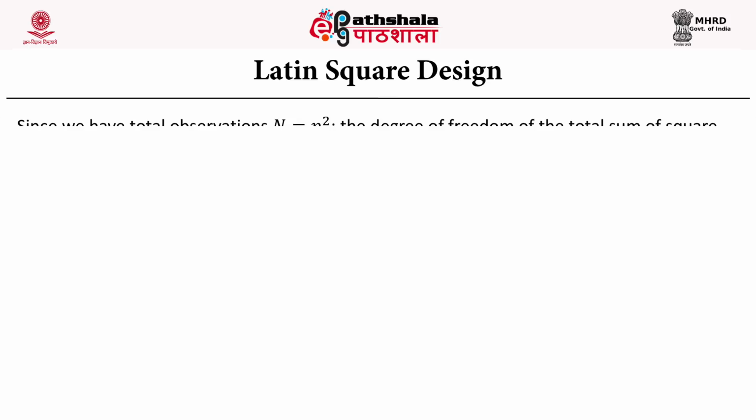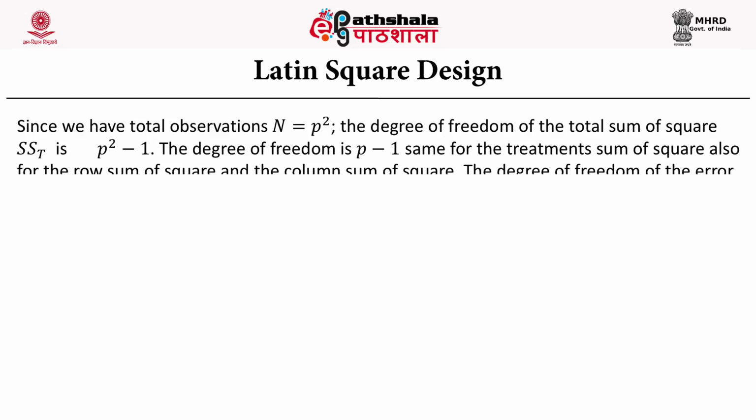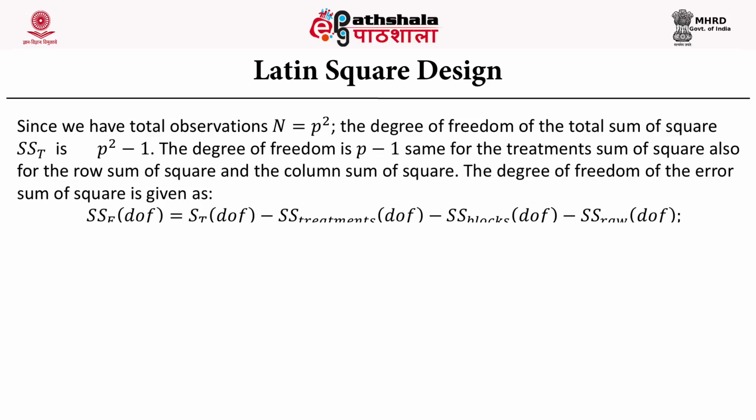Since we have total observations n equal to p square, the degree of freedom of the total sum of square is equal to p square minus 1. The degree of freedom is p minus 1 for the treatment sum of square, and the same for the row sum of square and column sum of square.